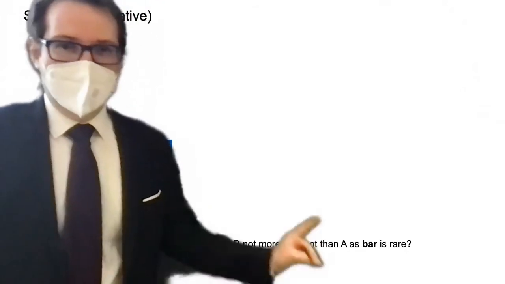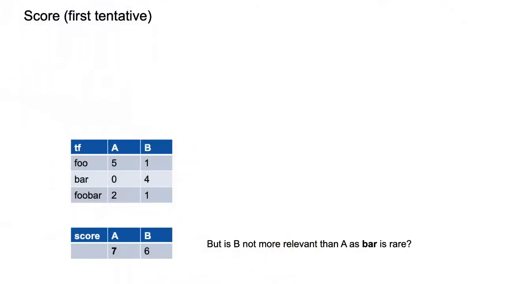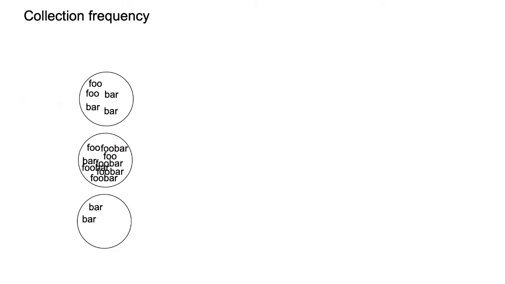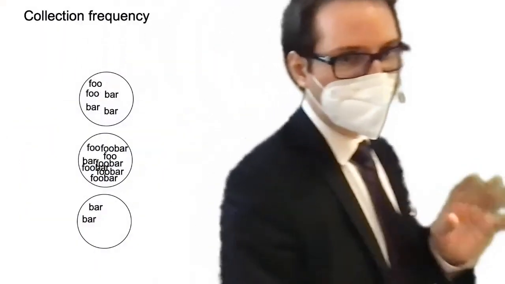All right. So indeed, you could argue that B is actually more relevant. So let's try to improve and look at something else. The collection frequency. So far, we just defined the term frequency. Let's look at the collection frequency. The collection frequency of a term is the total number of times that the term appears in all documents.